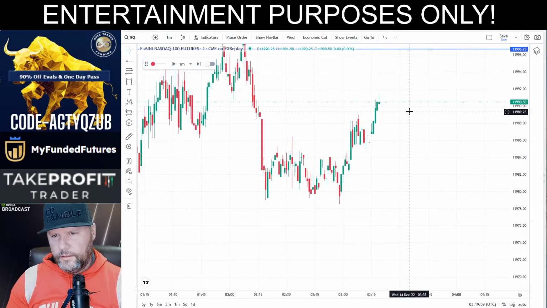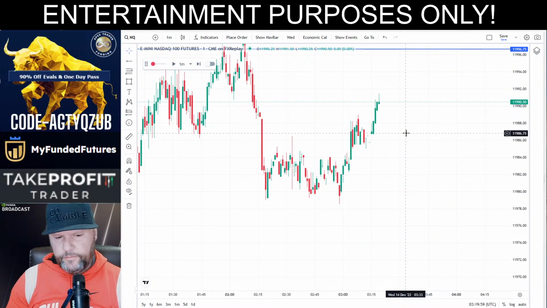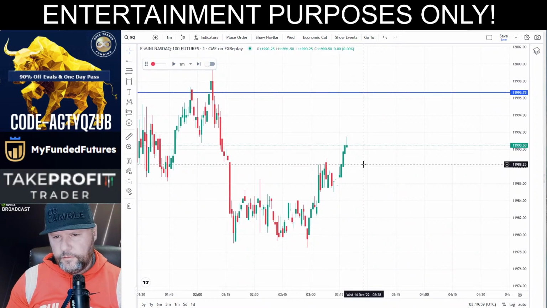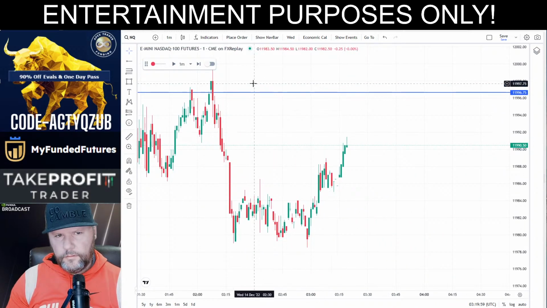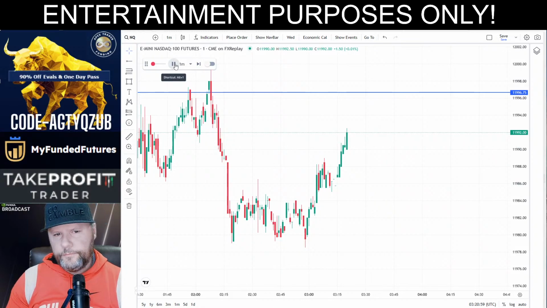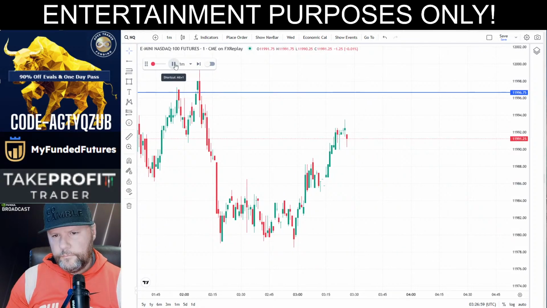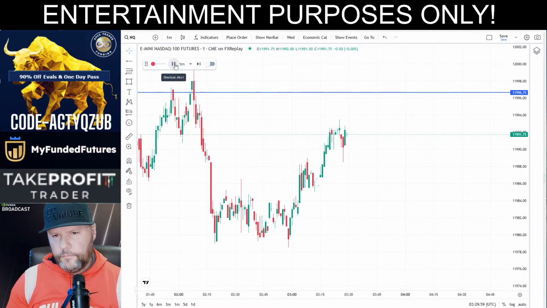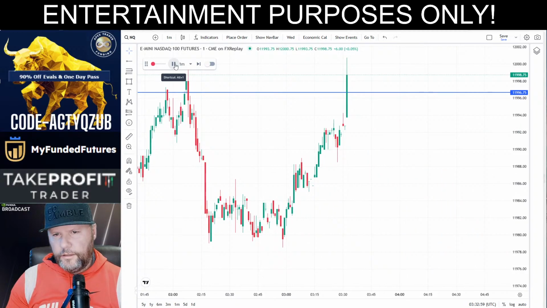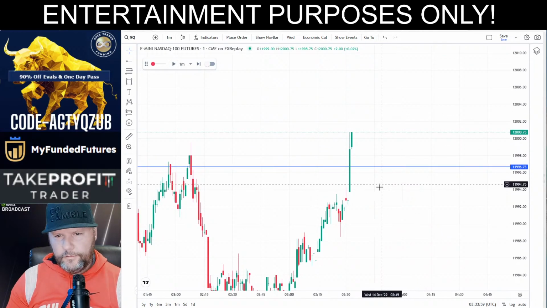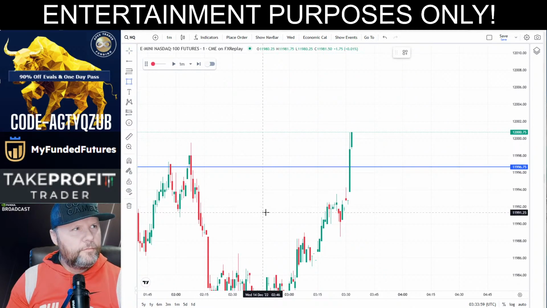Kind of an odd looking price action here. Am I on 3? This is 3 a.m., right? Yeah, it is. We get better action than this. Come on. At 3 a.m.